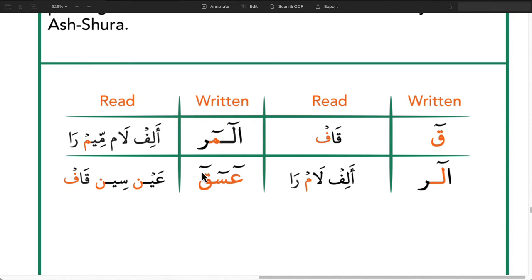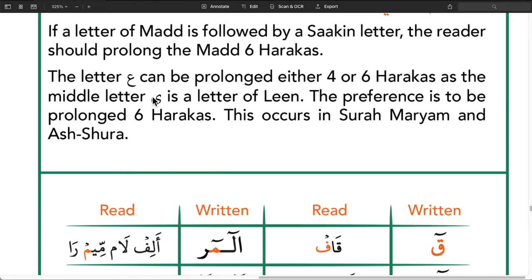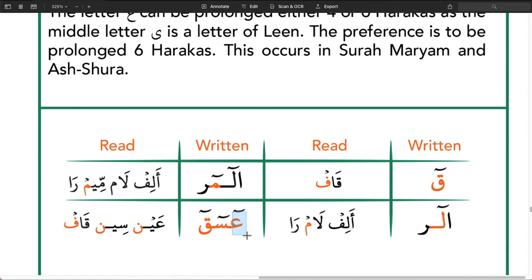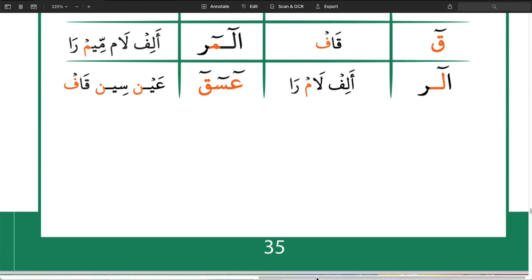So this is how we pronounce this one. Okay, 6 counts, 6 counts, and 6 counts. A lot of those recordings are taken during Taraweeh, so they don't go full tajweed on those because they are reading so fast. But remember, as a rule, those are 6 counts, with an exception for the letter Ain in that beginning. So this Ain, you can go 4 harakat, but the rest you have to prolong for 6 harakat.